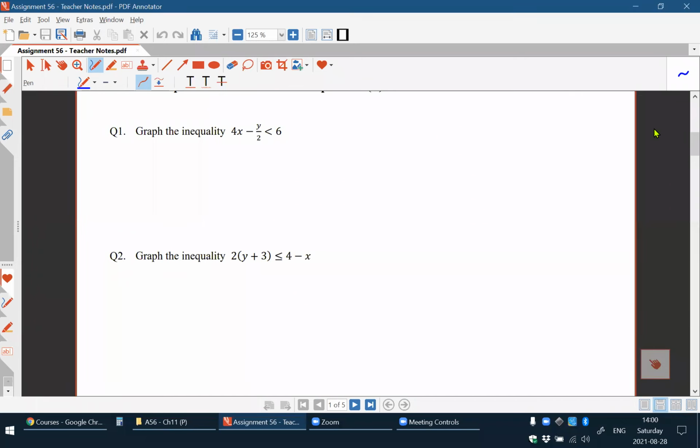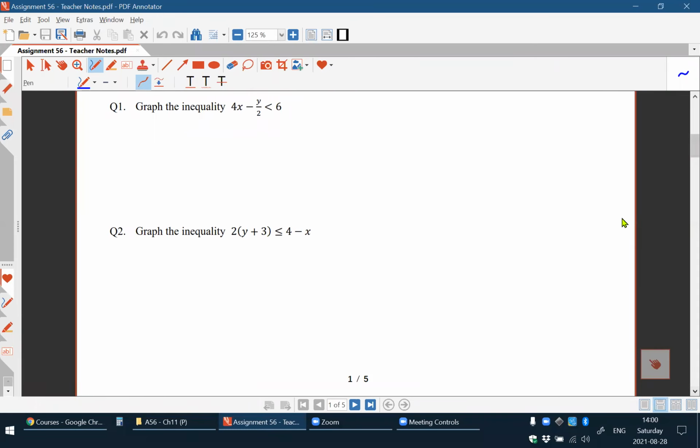Okay, good afternoon. Let's have a look at the solutions to our last assignment. Okay, question 1: graph the inequality (4x minus y) over 2 less than 6.